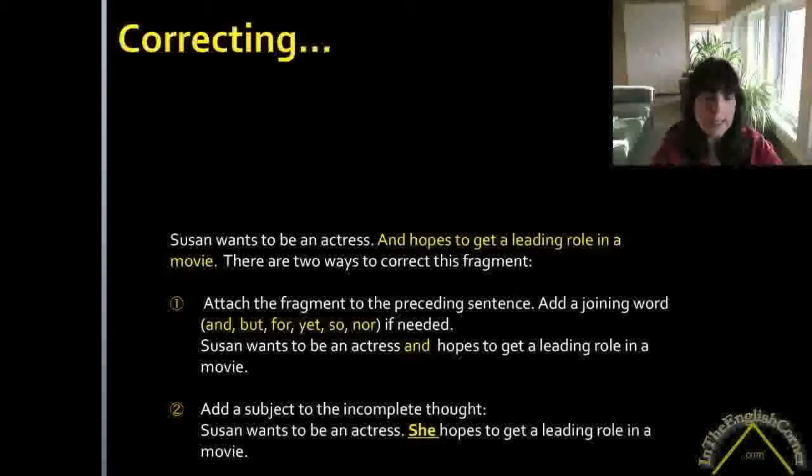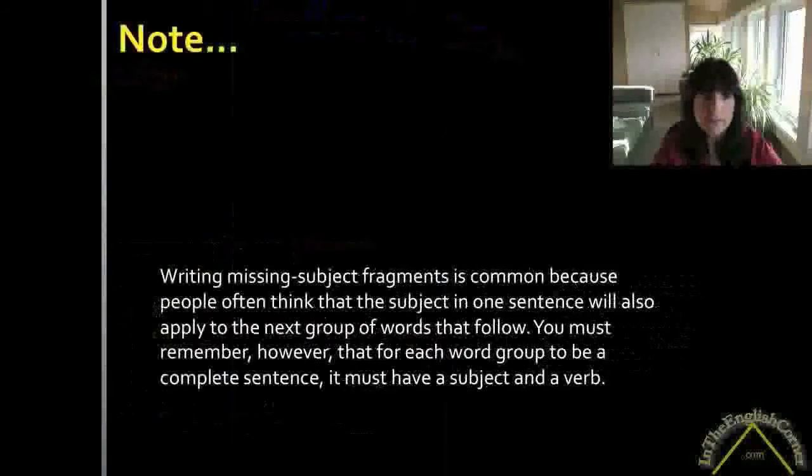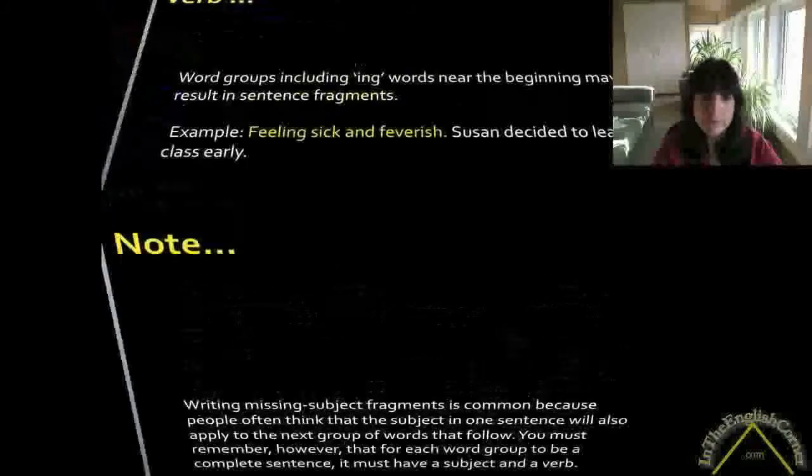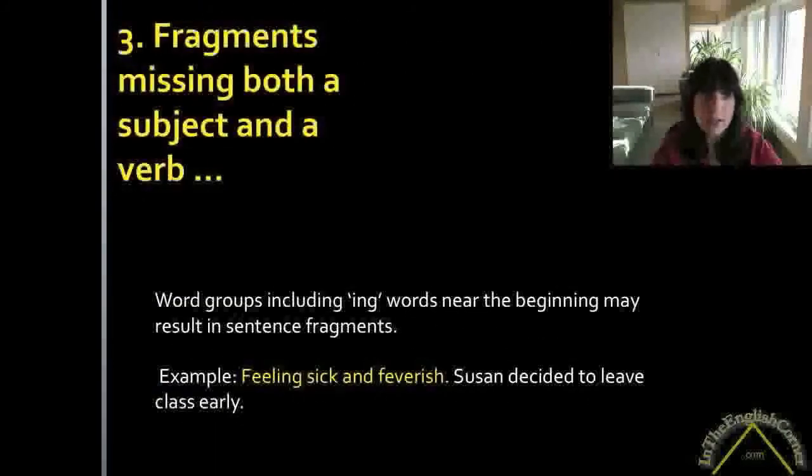So to correct it, you might say, Susan wants to be an actress and hopes to get a leading role in a movie. A second method to correct it is to add a subject to the incomplete thought. Susan wants to be an actress. Your next idea, you'd add the subject: she hopes to get a leading role in a movie. Note that writing missing subject fragments is very common because people often think that the subject in one sentence will also apply to the next group of words that follow. You must remember, however, that for each word group to be a complete sentence, it must have both a subject and a verb. The third type of fragment error is called fragments which miss both a subject and a verb.